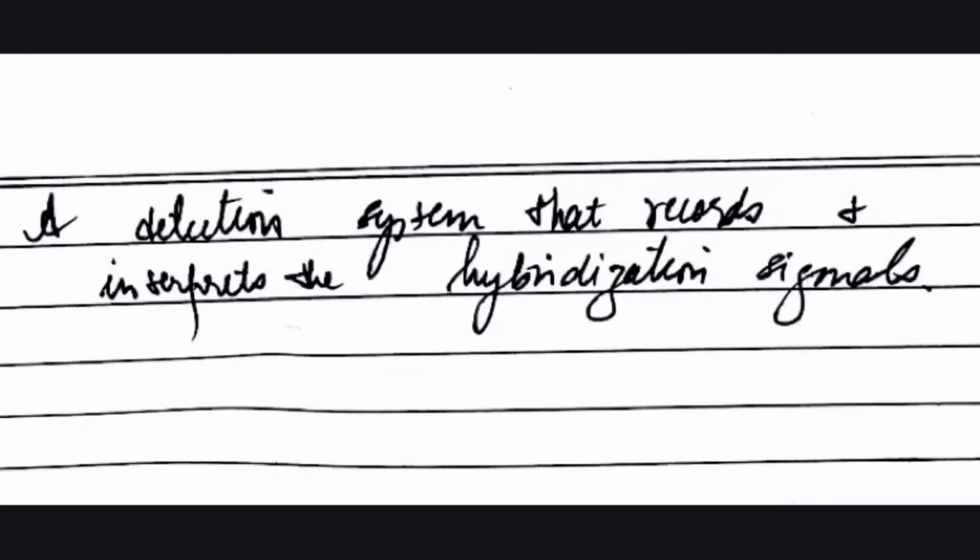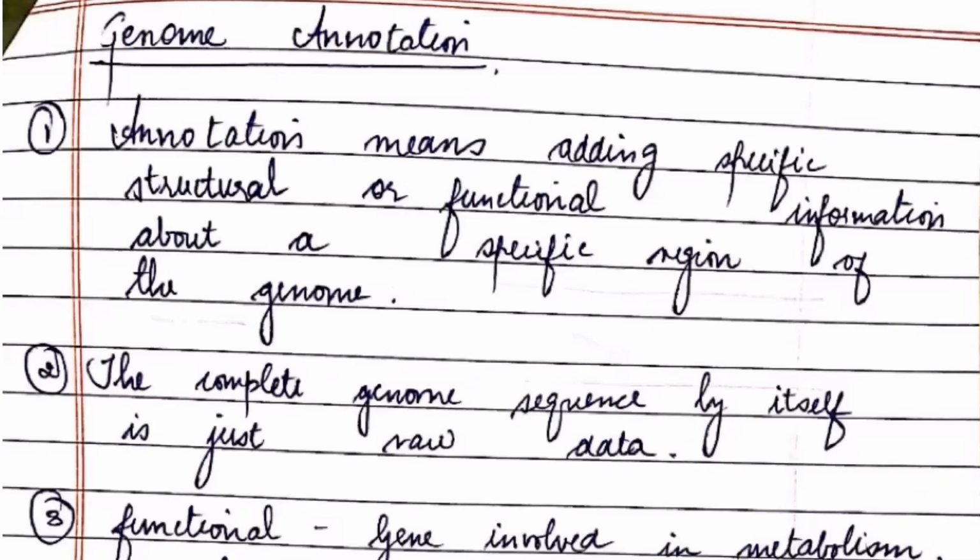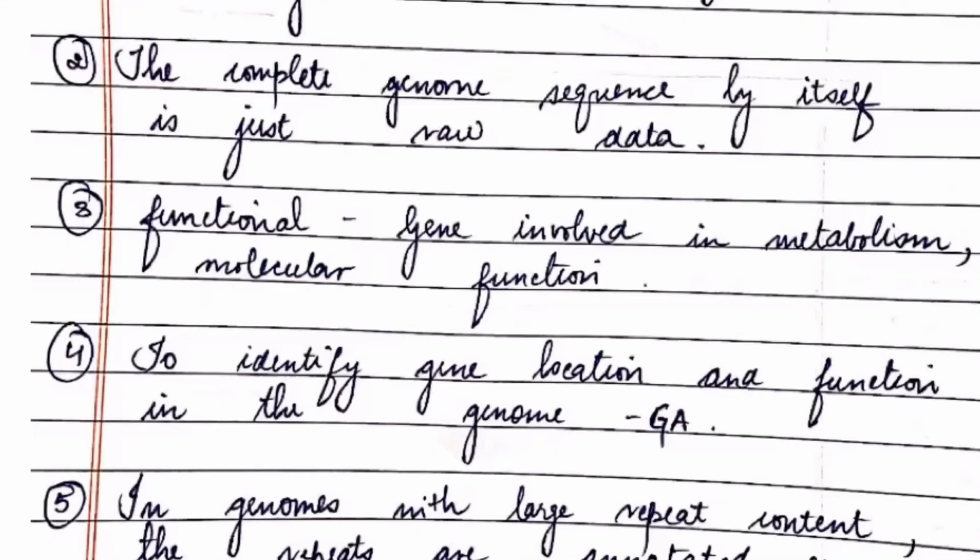Annotation means adding specific structural or functional information about a specific region of the genome. A complete genome sequence by itself is just raw data. So the functional genes are involved in metabolism and molecular function. And to identify the gene location and function in the genome, we use gene annotation.